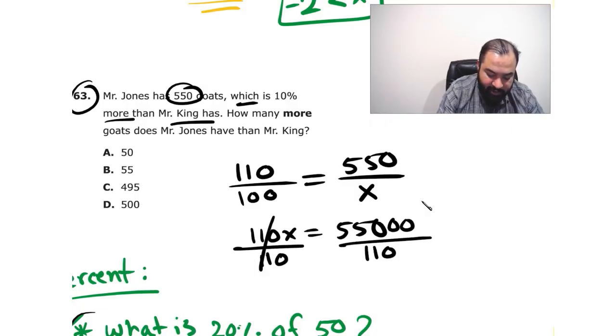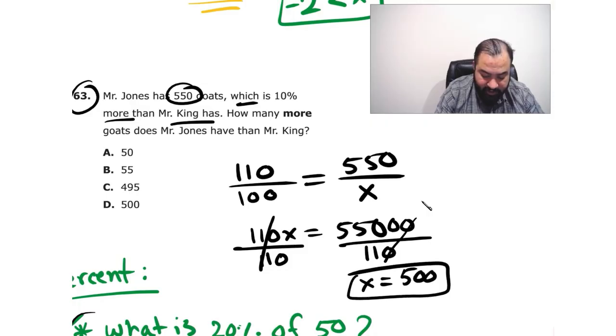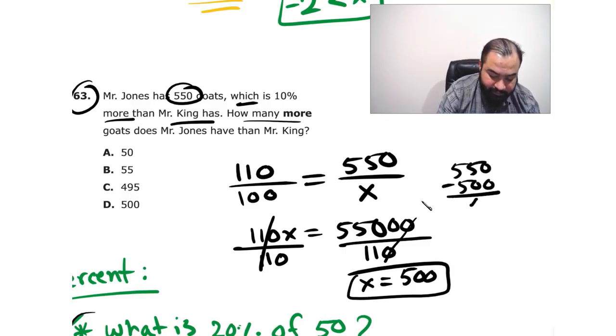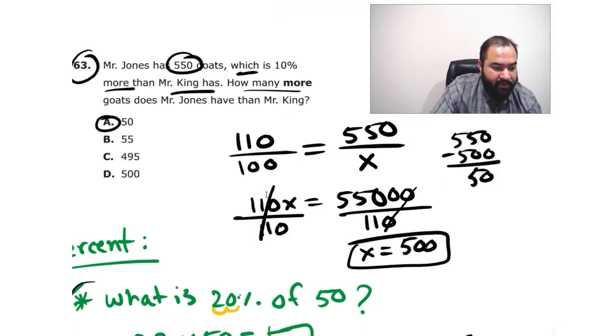Divide both sides by 110. Here zeros cancel out, and so x equal to 11 goes into 55 5 times and 2 zeros. So Mr. King has 500 goats. So Mr. Jones has 550 and King has 500. So they said, how many more does Mr. Jones have? So you can just do 550 minus 500. That's 50. Let's do some more questions and then we'll get more clear.